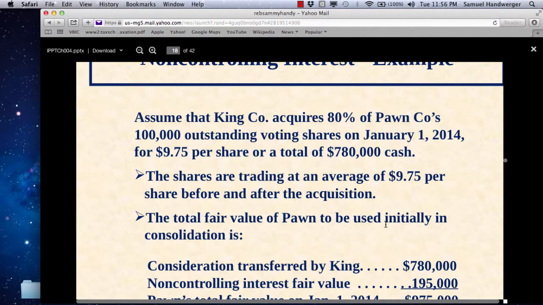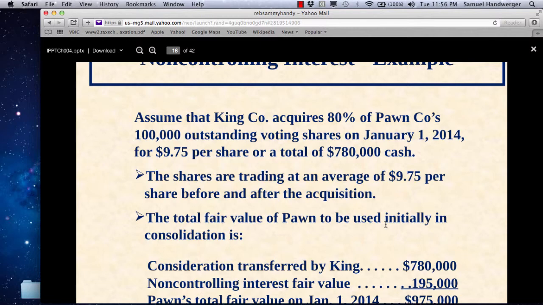King Company acquired, we have a new example now. Now we've got new numbers, new example, new facts. King Company acquires 80% of Pawn, so we're going to have a 20% non-controlling interest. The total number of shares is 100,000. All right, and the purchase price is $9.75 per share for a total of $780,000 cash. You could do the math to prove it. 80,000 shares times 9.75 is $780,000 cash.